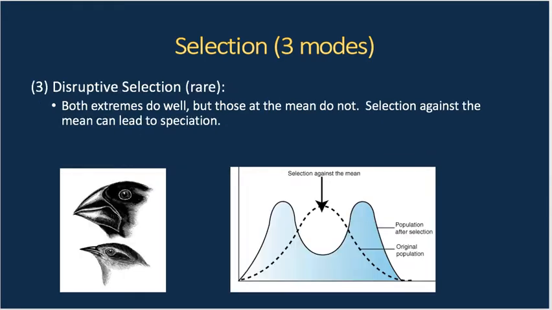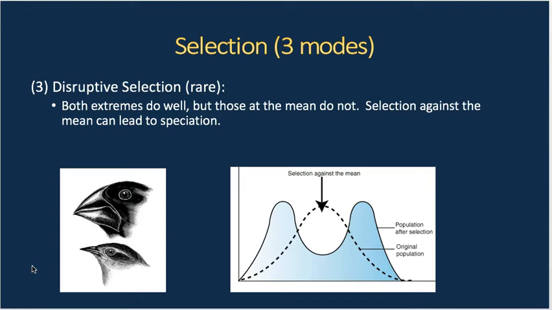Disruptive selection is far more rare than either of the other three modes. In this circumstance, both extremes tend to do well, but those at the mean do not. So it's kind of like the opposite of stabilizing selection. In this case, you can have a population that begins to split in half. So you start to have what's called a divergence. The example that I have here is Darwin's finches. We talked about the adaptive radiation on the Galapagos Islands for Darwin's finches.